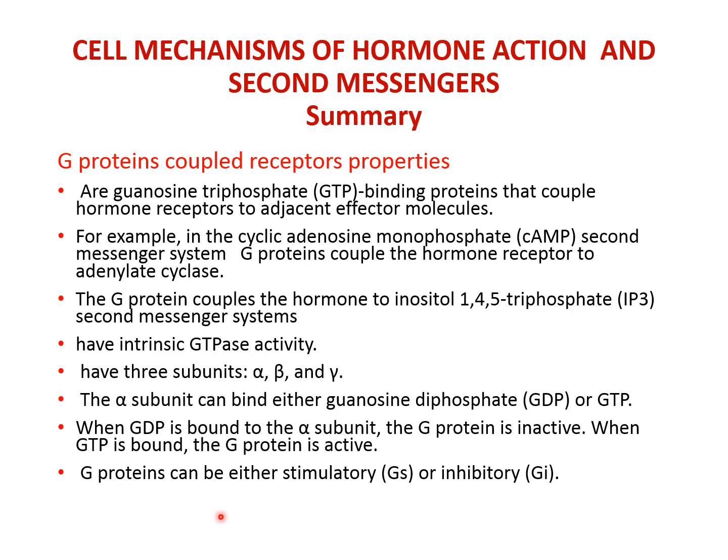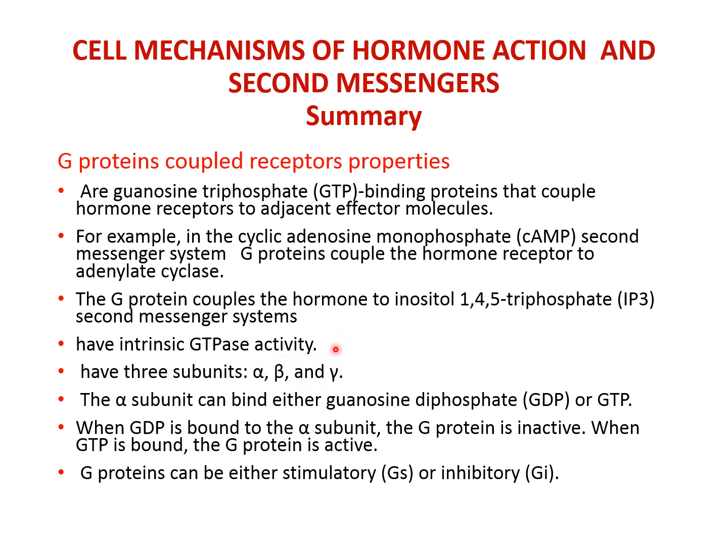Now, this is basically a summary of the properties of the G protein coupled receptors, and they are known so because they bind GTP binding proteins, and they couple the hormone receptor to adjacent effector molecules, which are the second messengers, like cyclic AMP. G protein couples the hormones to the inositol triphosphate second messenger system. They have intrinsic GTPase activity.